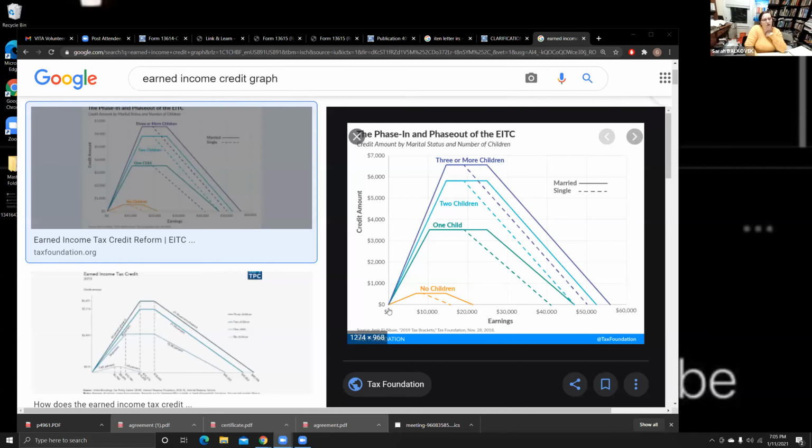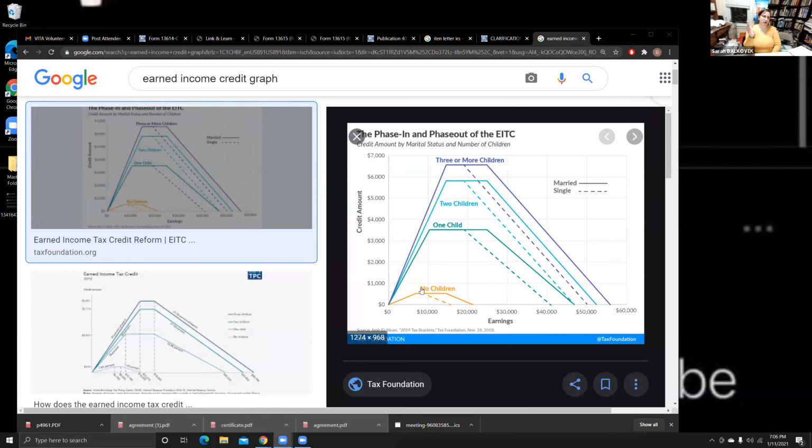The way the earned income credit works, here we go, let me share my screen again. What happens is if you make no money, you do not get this credit. Earned is the first letter in this acronym, right? So if you earn money, they say, we understand it is hard when you have kids to make ends meet. So we are going to help you out.